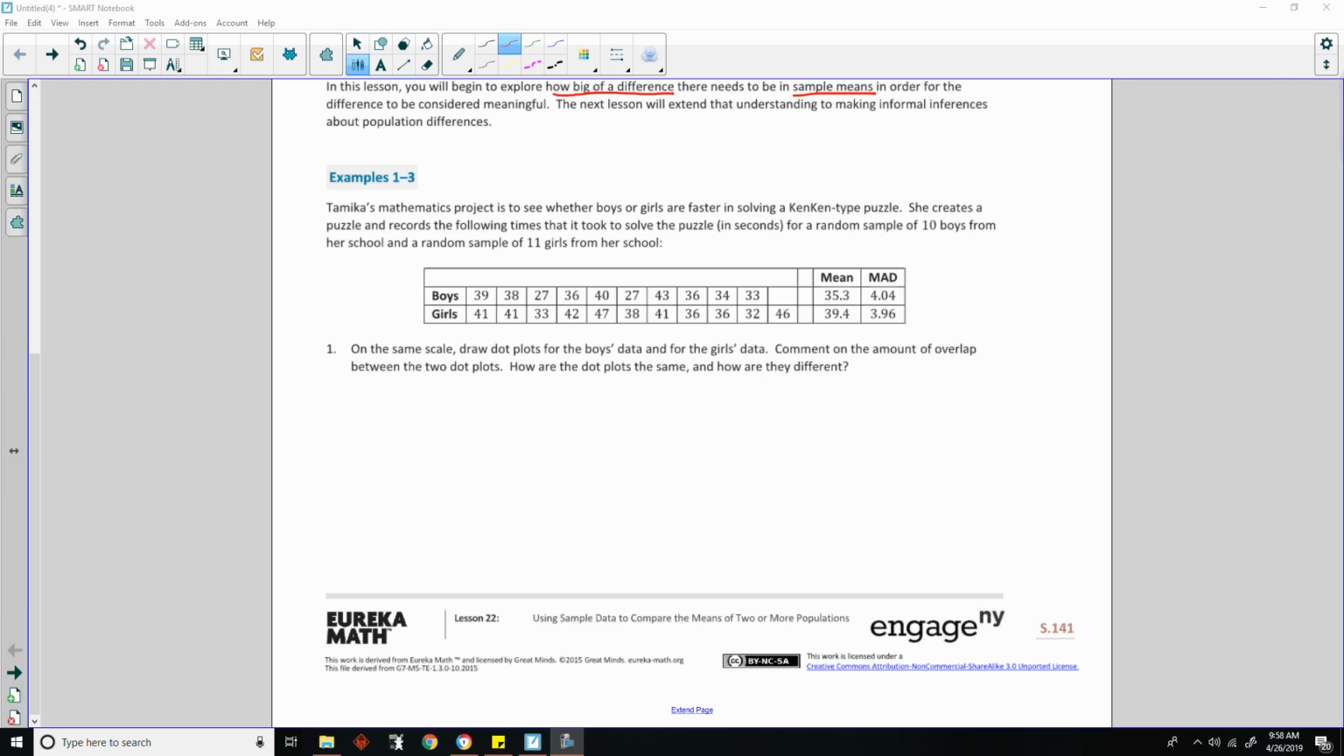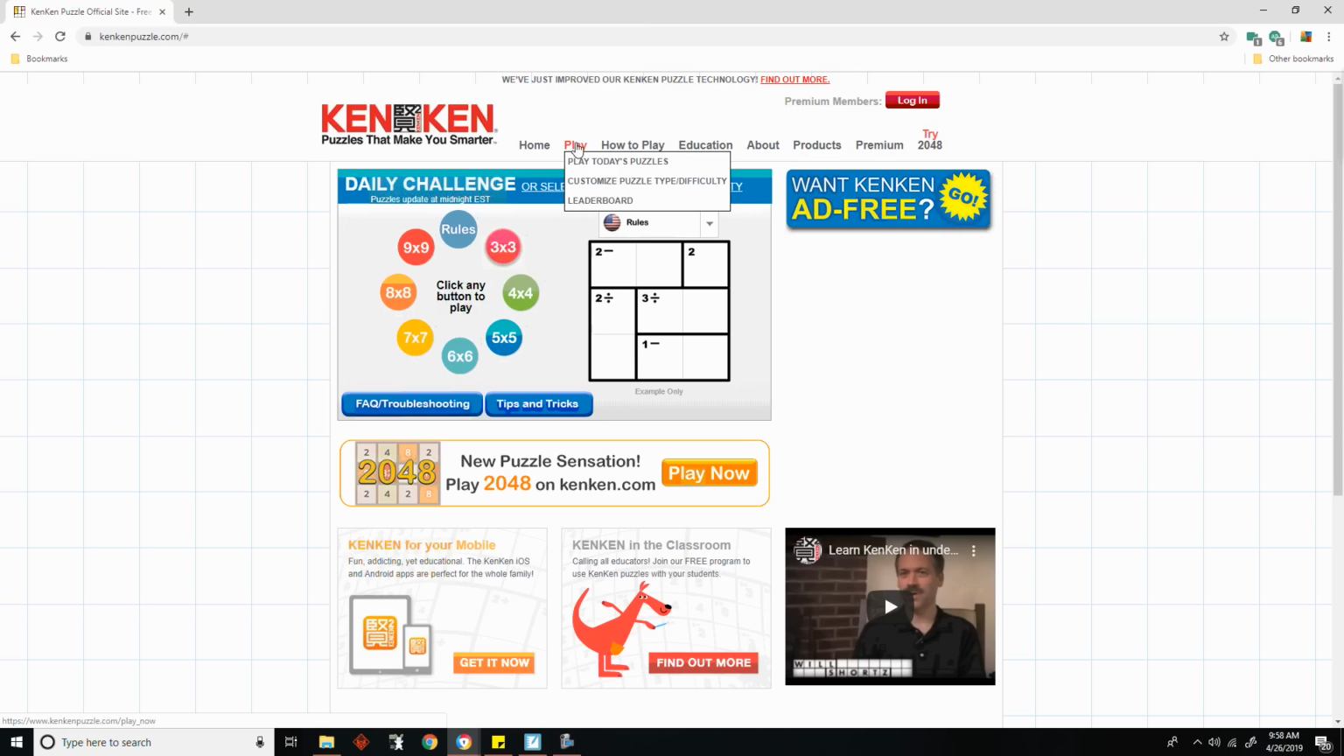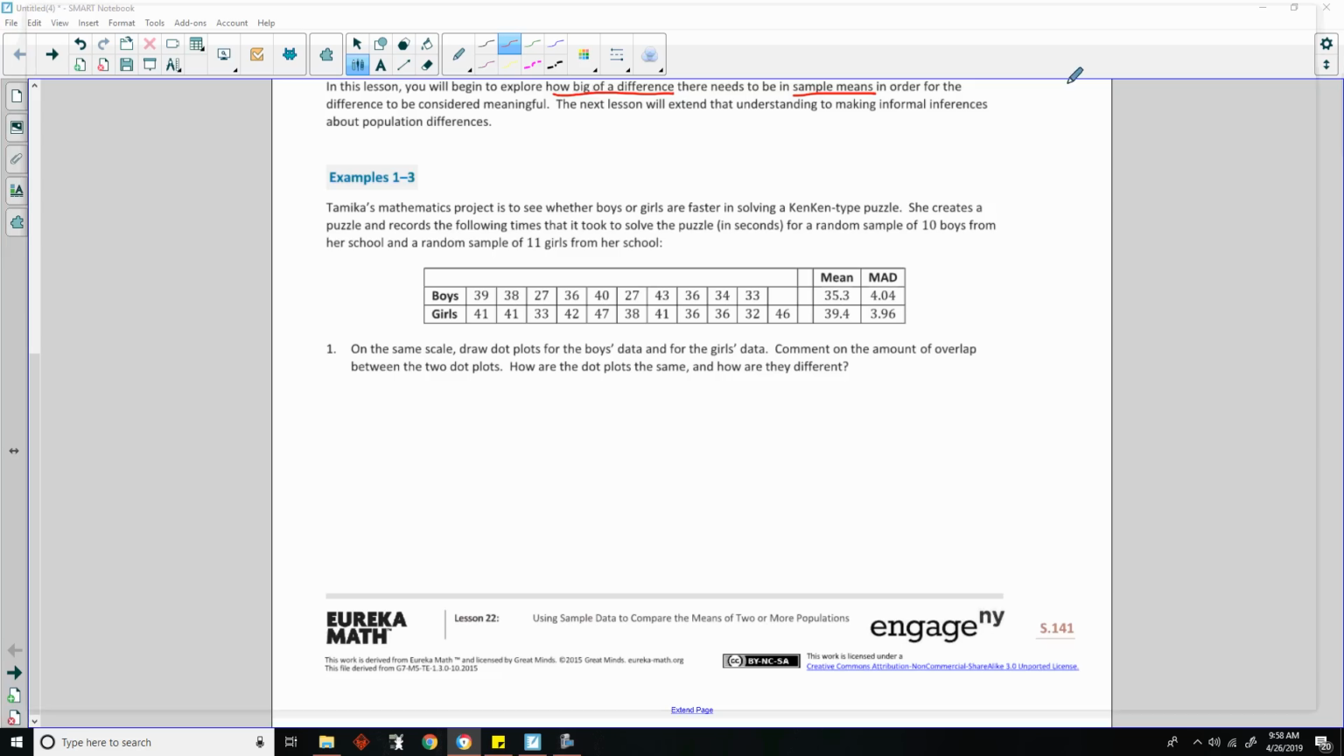Okay, before I begin, you may be wondering, what's a Ken-Ken puzzle? So I went to this website called kenkenpuzzle.com. And there is a Ken-Ken puzzle right here. I'm not going to go into details as to how to play, but if you want to check it out, there it is. Alrighty then.